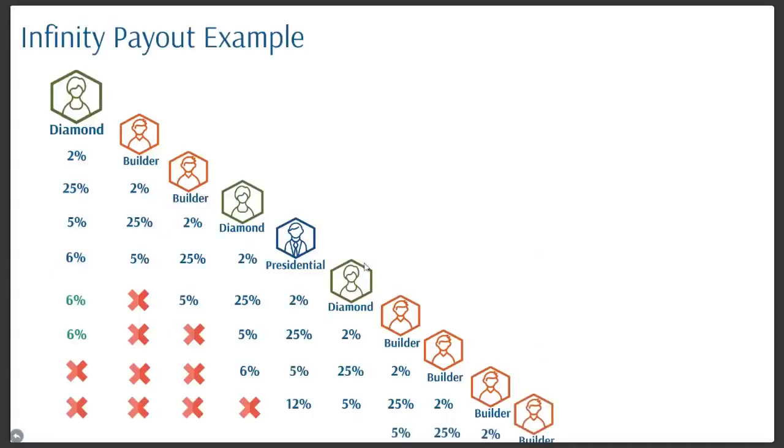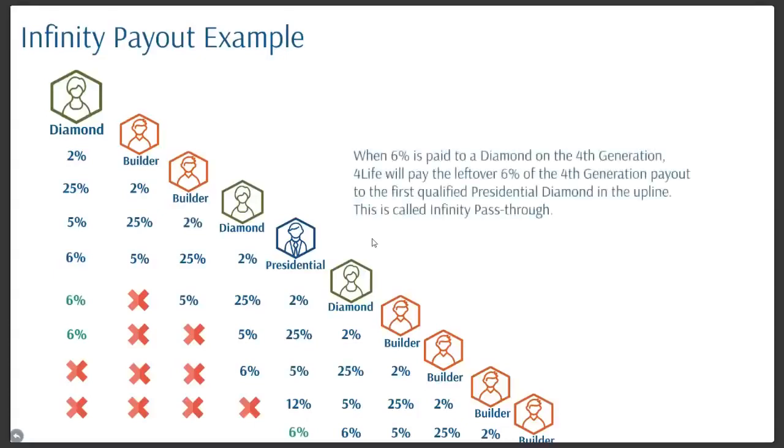So what percentage would this diamond get paid on a builder that's on their fourth level? 6%, right? So then what percentage would this presidential diamond get paid on a builder that's on their fifth level? If you said 3, that means you did a great job memorizing the percentages and the payouts, and that's not your fault because you didn't know about this concept, but they're actually going to get 6%, which is double what they would be expecting, right? The reason why is because when 6% is paid to a diamond on their fourth generation, 4Life is going to pay that leftover 6% to the very first qualified presidential diamond in the upline. And we call this infinity pass-through.